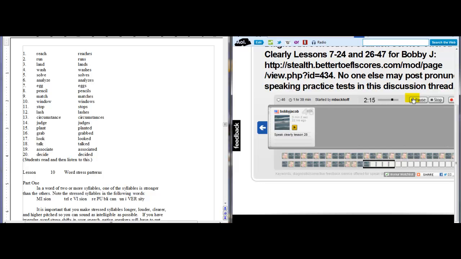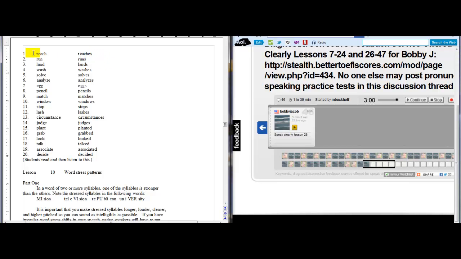Number 12. Lash, lashes. Number 13. Circumstances. Number 14. Judge, judges. Number 15. Plant, planted. All right. That's good. Number 16. Grab, grabbed. Good. Number 17. Look, looked. Number 18. Talk, talked. Number 19. Associate, associated. Number 20. Decide, decided. Yeah, this one, I'm going to say you need to practice the S when it is a Z.